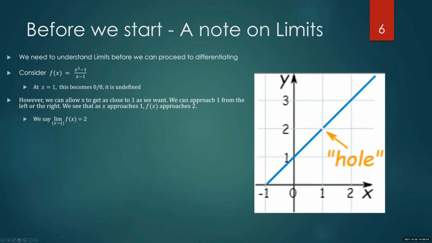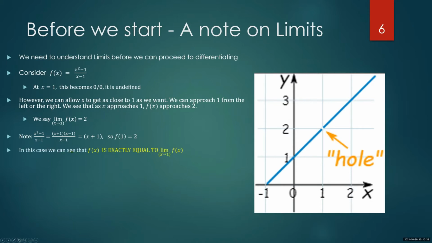And from a notation point of view, we say that the limit as x goes to 1 of f of x is equal to 2. That's how it's written. We can also note that x squared minus 1 all over x minus 1 is equal to x plus 1 times x minus 1 all over x minus 1, and that's equal to x plus 1. So we know that f of 1 is actually equal to 2 in this case, because we've been able to do some factorization and simplify the equation.